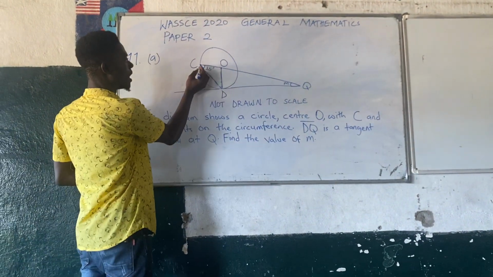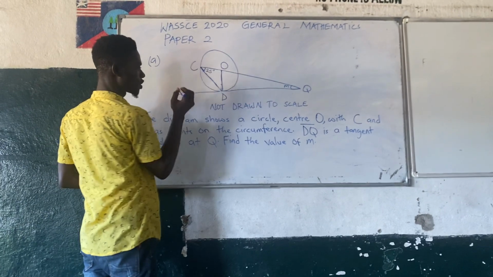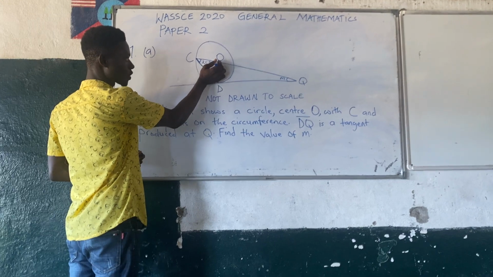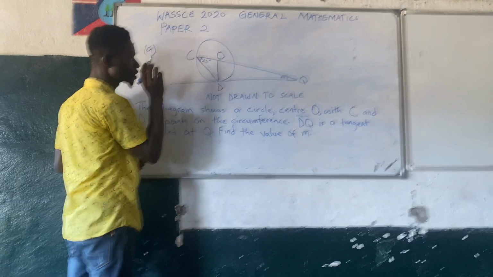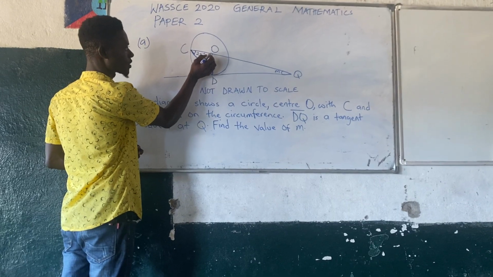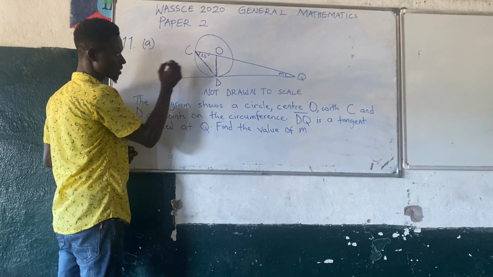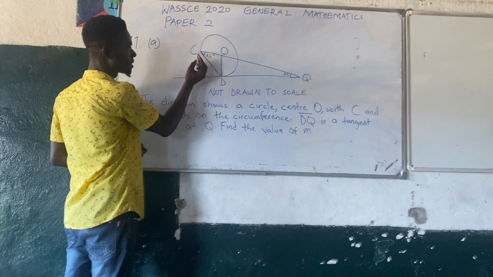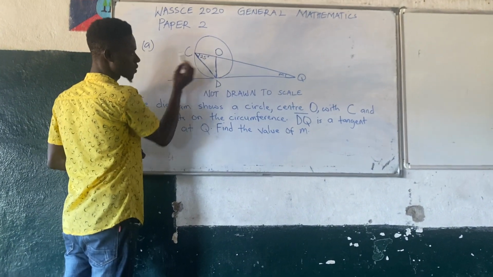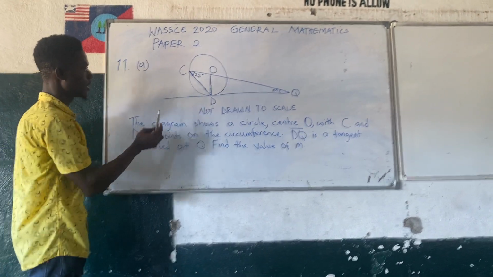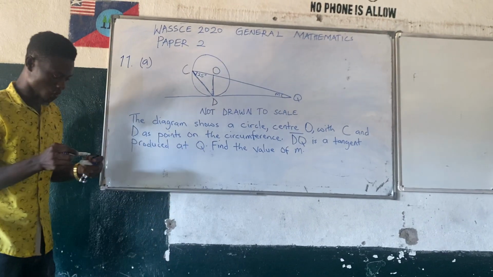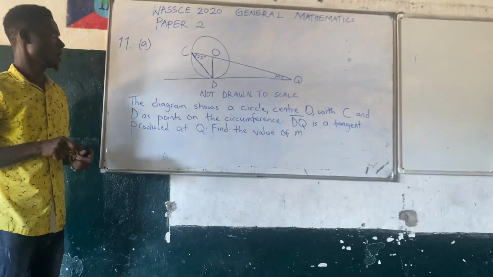Now, if any point is mentioned in the question as being the center of the circle, always know that the distance from that point to any point on the circumference of the circle is a radius. So that means the line CO or the line OC is considered to be a radius. Likewise, the line OD or the line DO is also considered to be a radius.